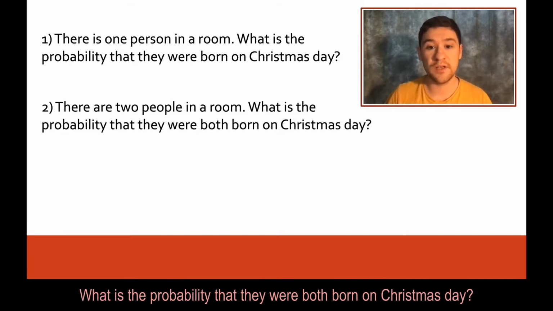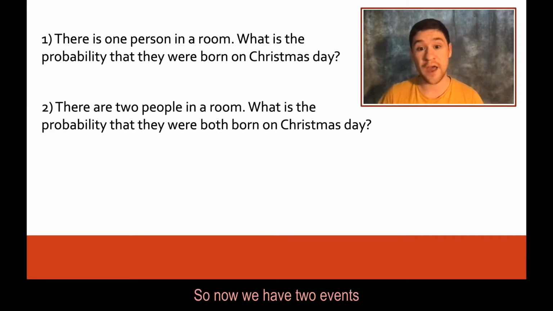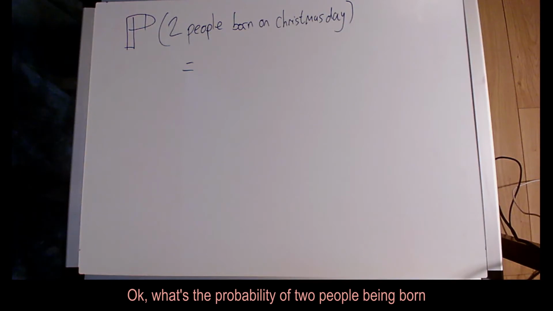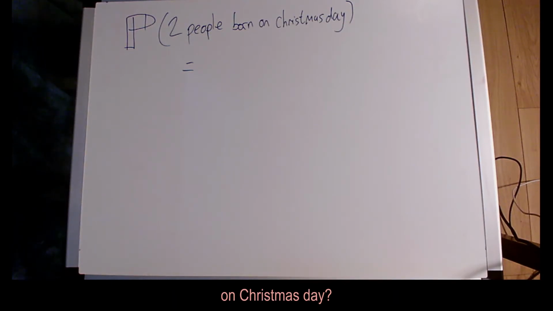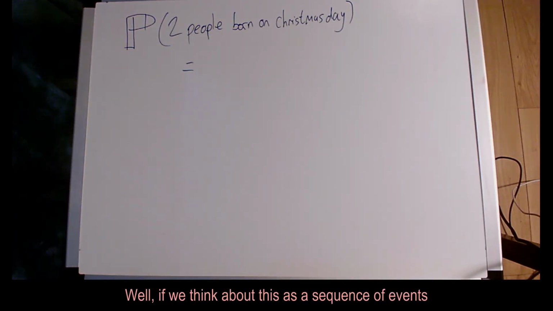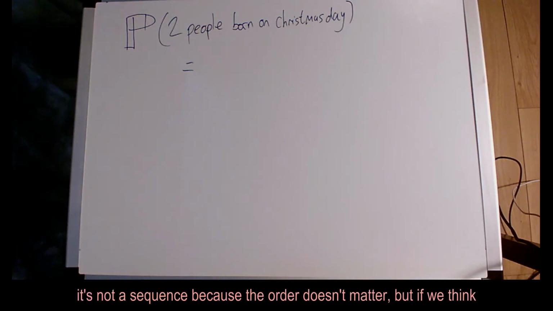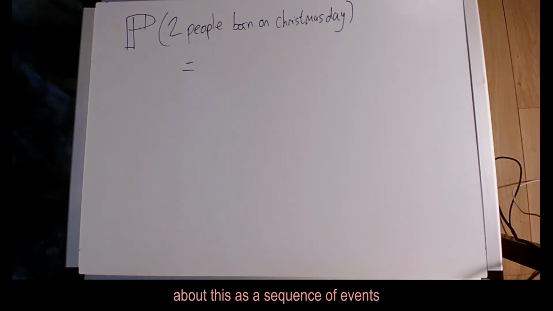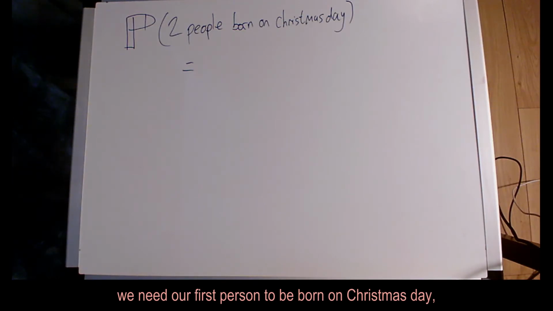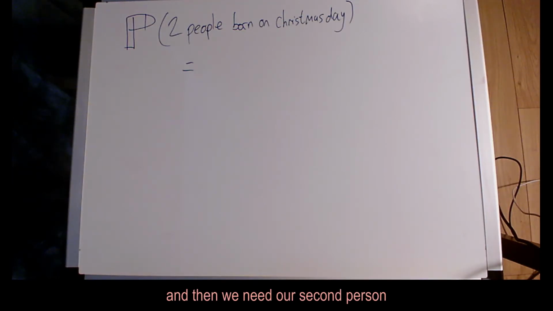What is the probability that they were both born on Christmas Day? So now we have two events and a combination of those events. What's the probability of two people being born on Christmas Day? Well, if we think about this as a sequence of events, it's not a sequence because the order doesn't matter, but if we think about this as a sequence of events, we need our first person to be born on Christmas Day, and then we need our second person to be born on Christmas Day.